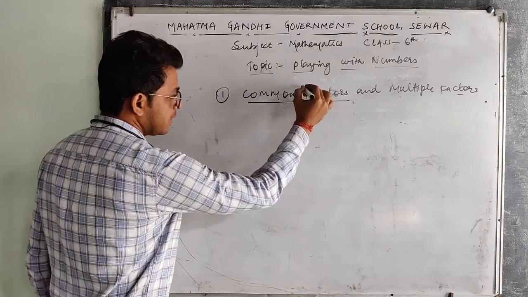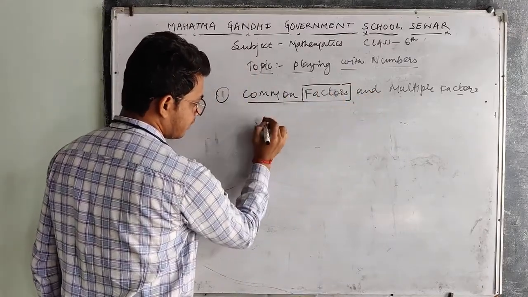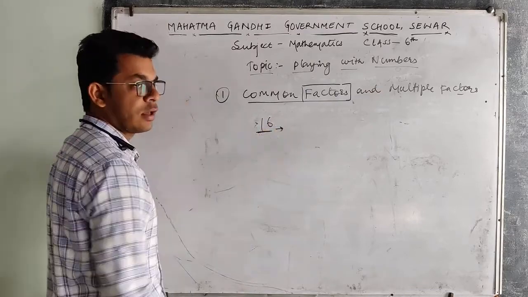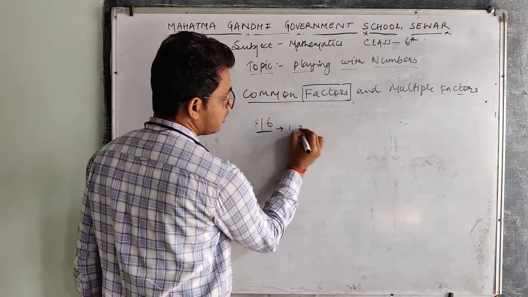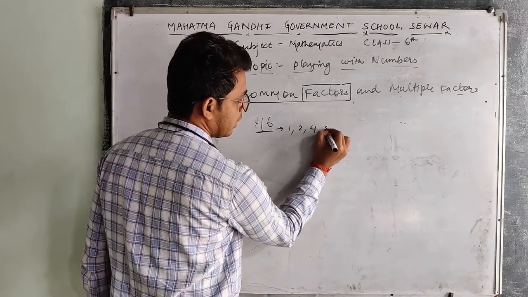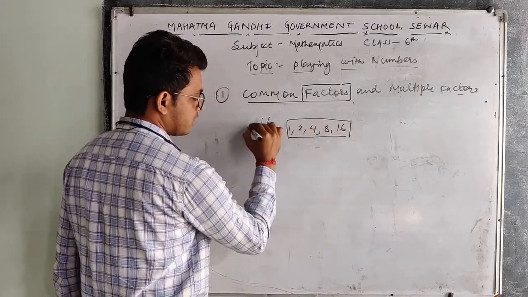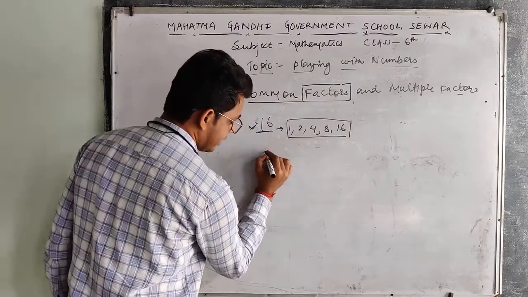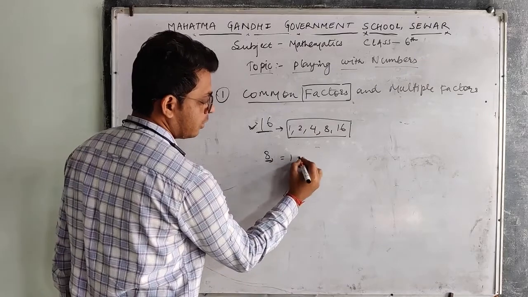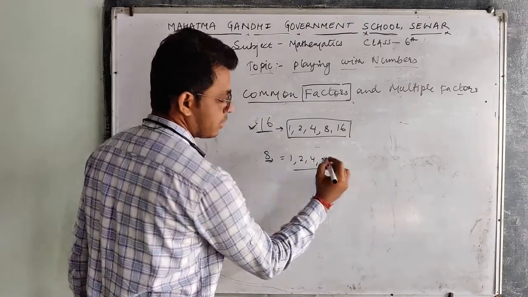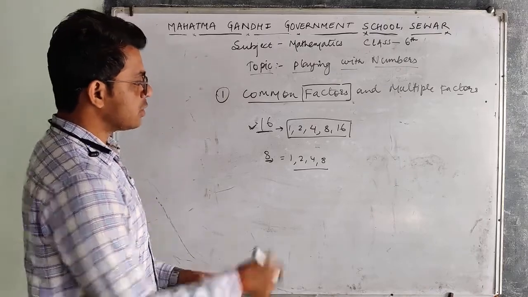If we studied what factors are, if I write 16 and factorize it, what will be the factors of 16? 1, 2, 4, 8 and 16. These are the factors of 16. If I write 8, what will be the factors of 8? 1, 2, 4 and 8. Now, as the name suggests, common.